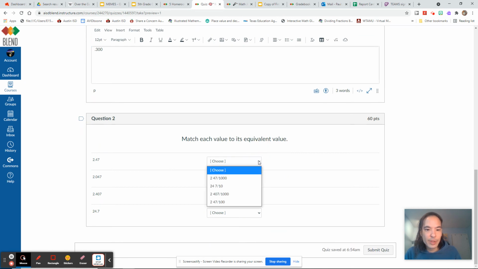Match to the equivalent value. So remember, these are mixed numbers. So just read them out loud. 2 and 47/100. All right. Which one of these is 2 and 47/100? This is 2 and 47/1000. So pick the answer that's 2 and 47/1000. All right, so just say the number out loud and choose the fraction that matches. And that should be it.